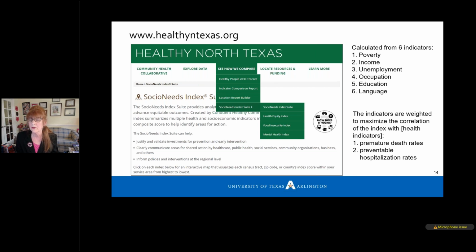Let me talk about the health equity or the social needs index. There are 6 indicators that make that up: the poverty level of the area, the income, the unemployment rates, occupation rates of the people living there, education, and language, such as English as a second language. This index weighted the variables by the correlation of the index with premature death. If these indicators correlated with premature death, they had a higher weight to indicate they were impacting healthcare. Preventable hospitalization rates were also a weighting factor. If you go there, it'll show you the details of how that was calculated.